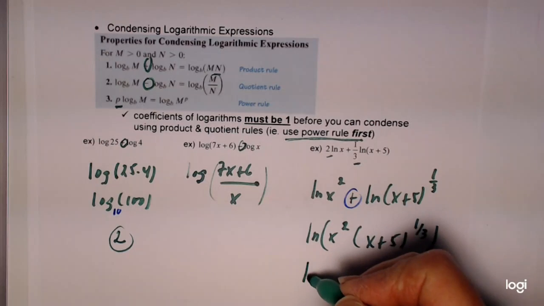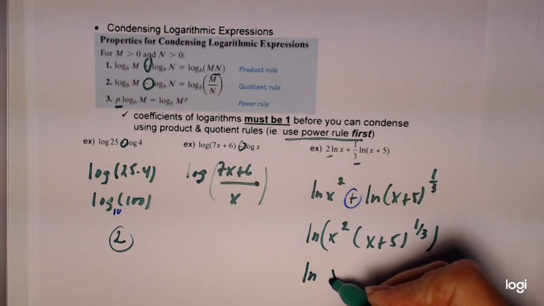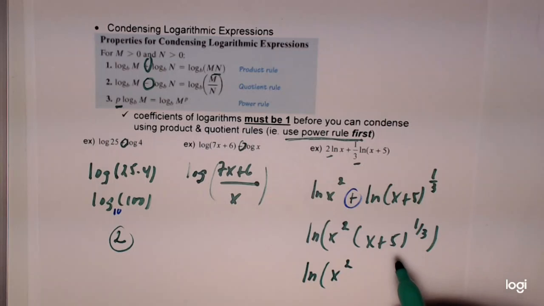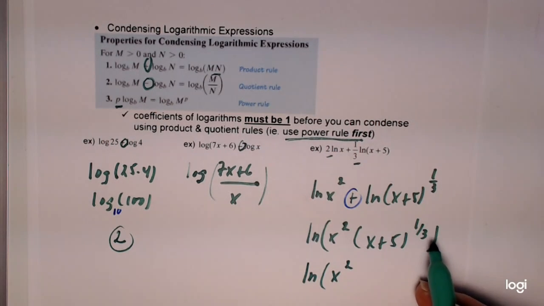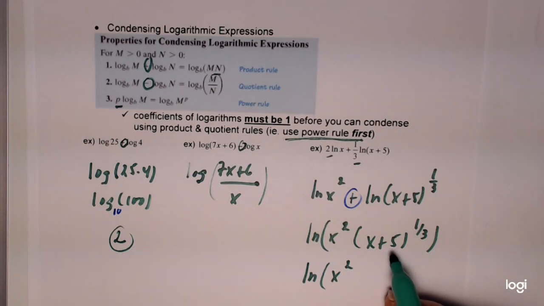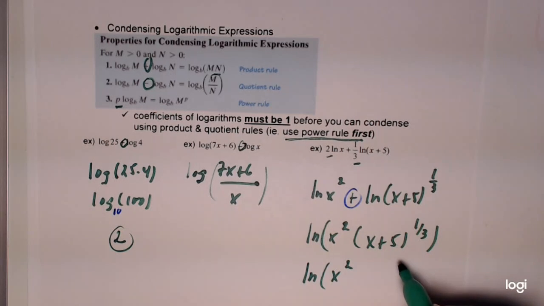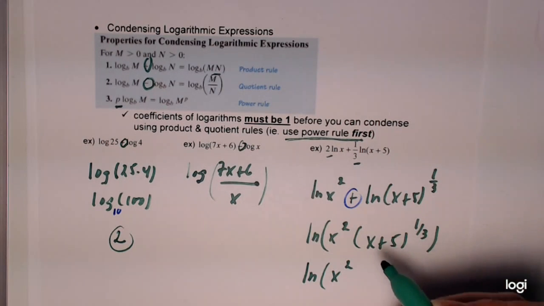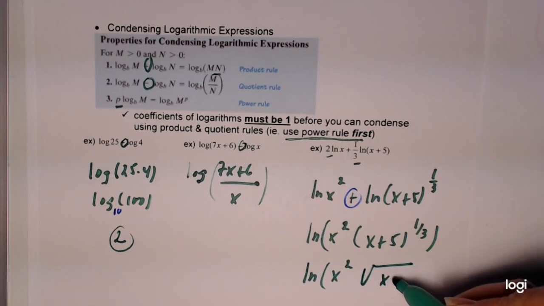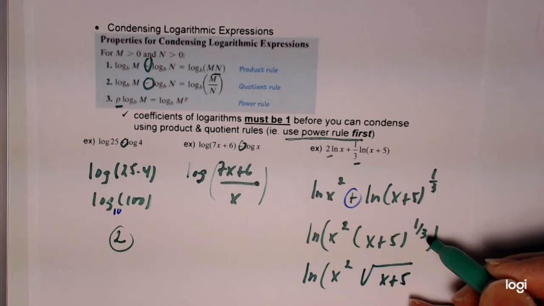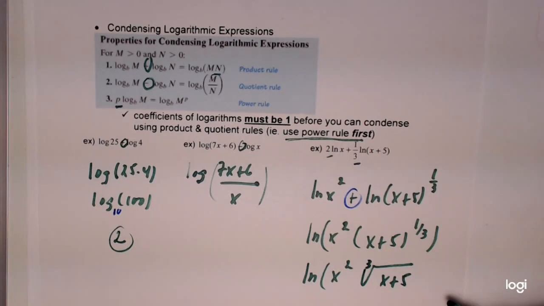However, there is one final step. This x squared is just going to sit. But now x plus 5 to the 1/3, we know that when we have a fraction exponent, that means we're talking about some kind of a root, some kind of a radical. So I'm going to write the final version of this answer, taking this x plus 5 to the 1/3 and writing it as a radical. So that would be x plus 5, and now it is the cube root, so I put the little 3 there, and there we are done.